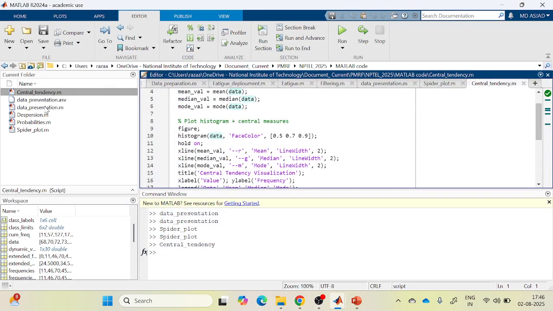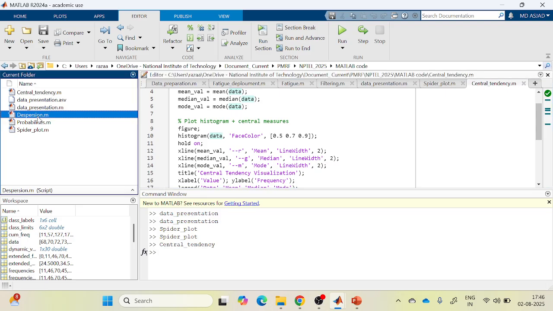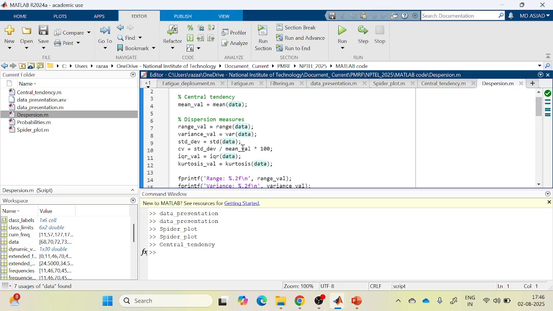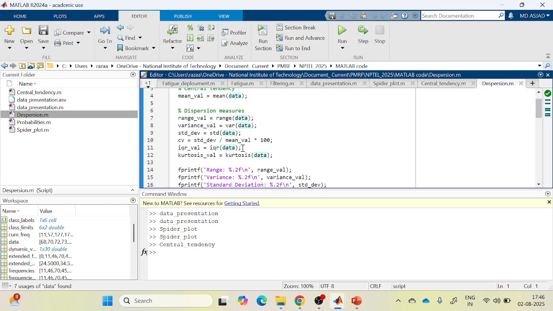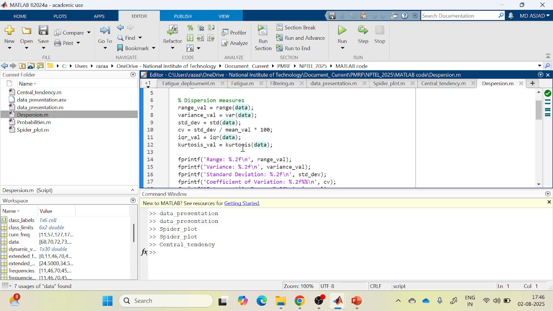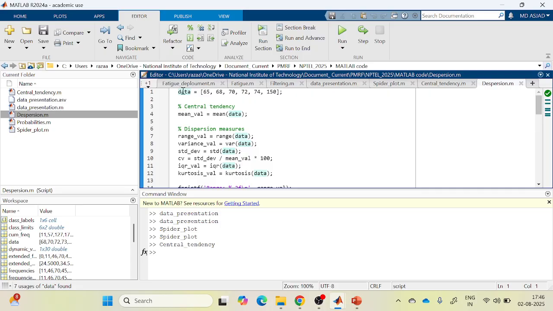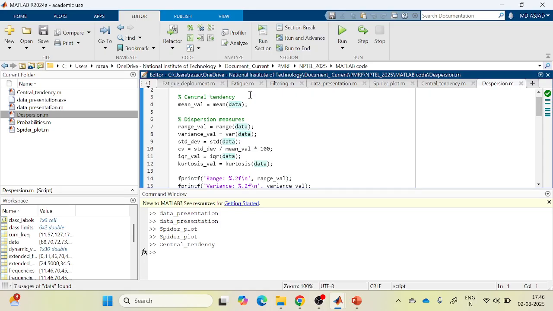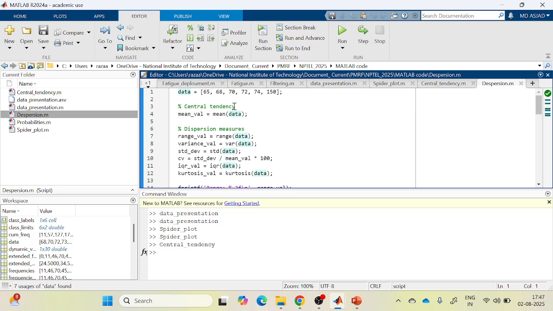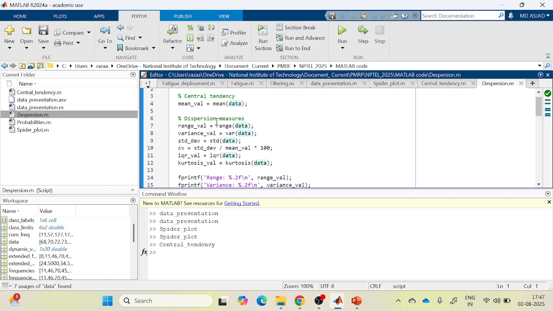Now we all know the measures of dispersion: the range, variance, standard deviation, coefficient of variation, then the interquartile range, and then the quartile values. Let's say for the same data, we are going to calculate these. The range is the maximum minus the minimum.